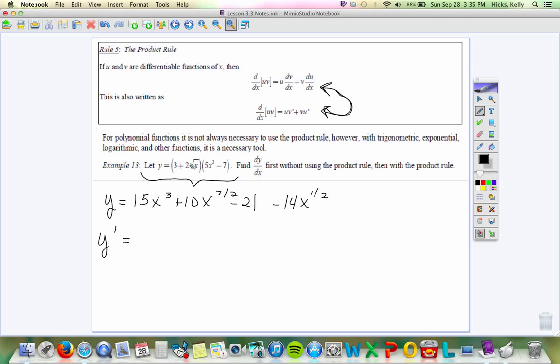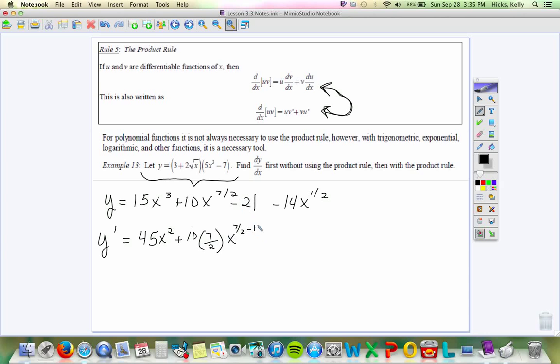So how would I take the derivative of that? Well, I would just use the power rule. So it would very simply be 45x squared plus, now when you bring the 7/2 down, you'd have 10. I guess I'll just do it kind of the long way. And then 7/2 minus 1 as your exponent.